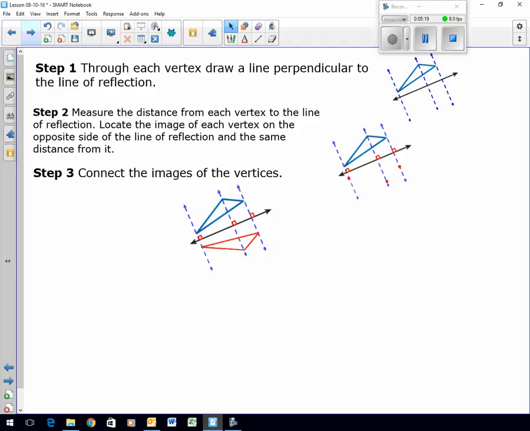First off, we are going to take each vertex of the figure and draw a line perpendicular to my line of reflection. What is a vertex?